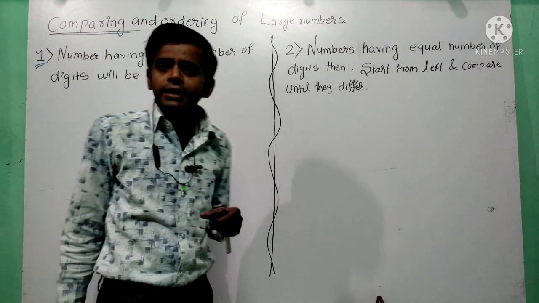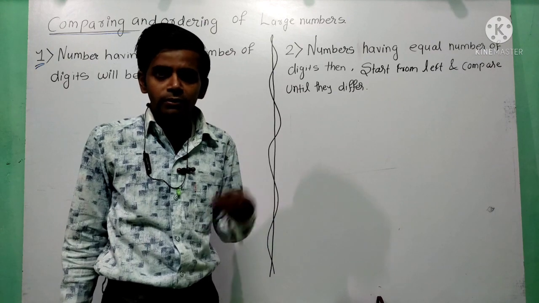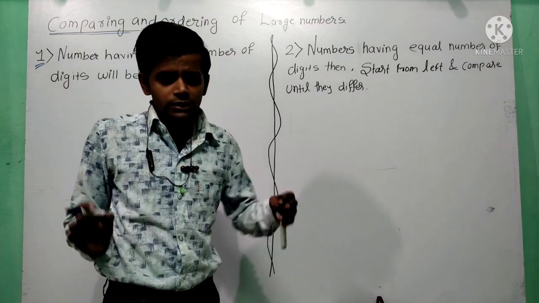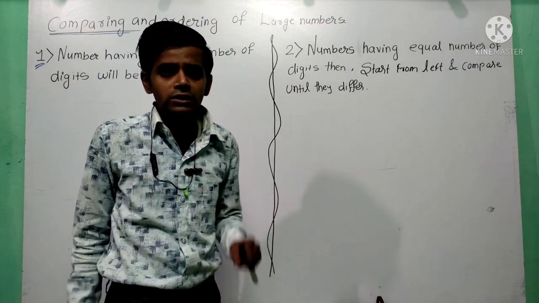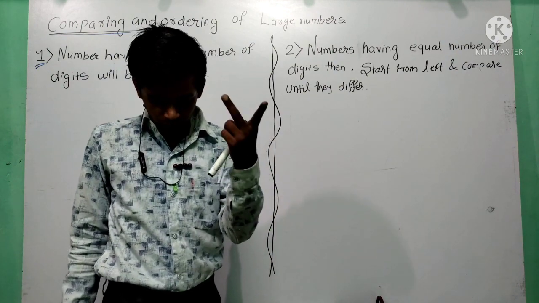There are two cases in the comparison of large numbers. If you want to compare the numbers, we have to follow only two rules. How many rules? Two rules. Okay.